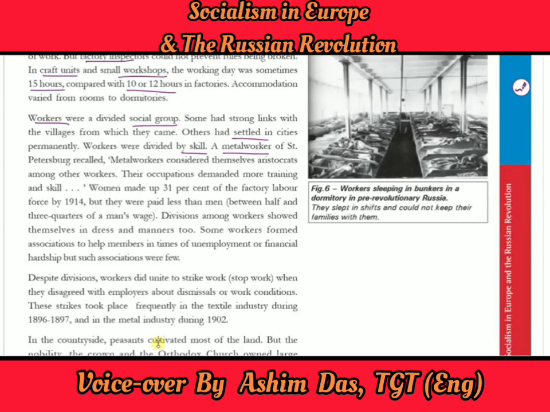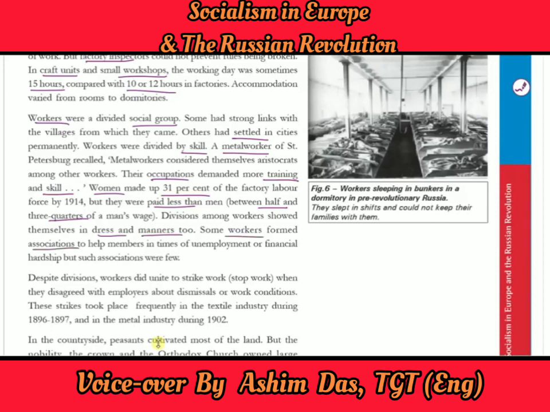Like a metal worker of St. Petersburg recalled, metal workers considered themselves aristocrats, meaning of high noble quality among other workers. They were far superior among the other workers. Their occupations demanded more training and more skill. Women made up 31% of the factory's labor force by 1914, but they were paid less than men, between half and three quarters of a man's wage. So as you can see, they did hard work but did not get full money.